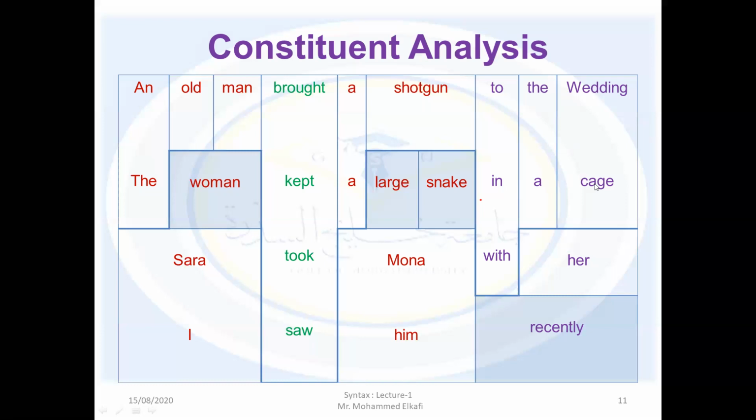In a cage. Yeah, so we think of preposition plus noun phrase with her. And her is a pronoun, and the pronoun replaces a noun. Okay, so we think of with her as what? Some other prepositional phrase. And the last one here is recently. And recently is an adverb. So why do we link them in the same color as one group?